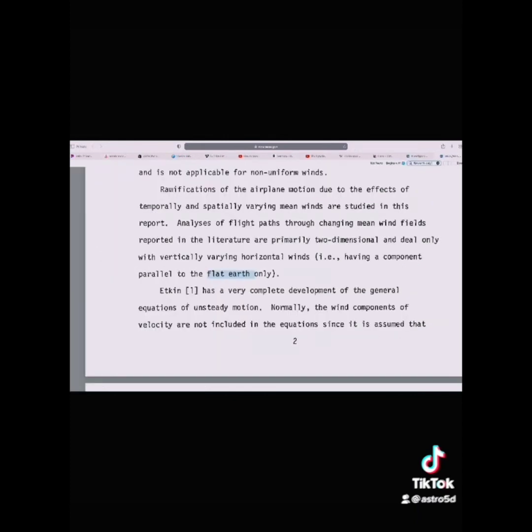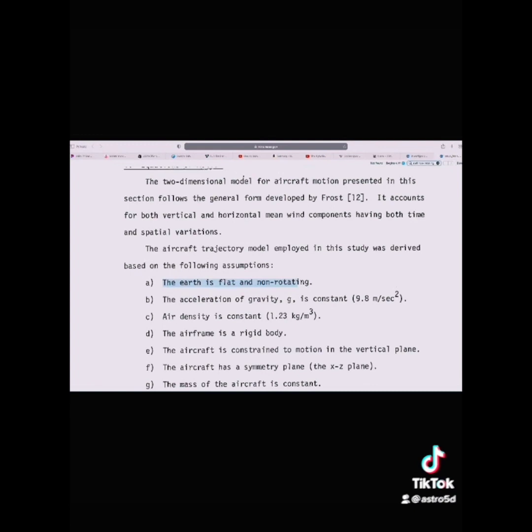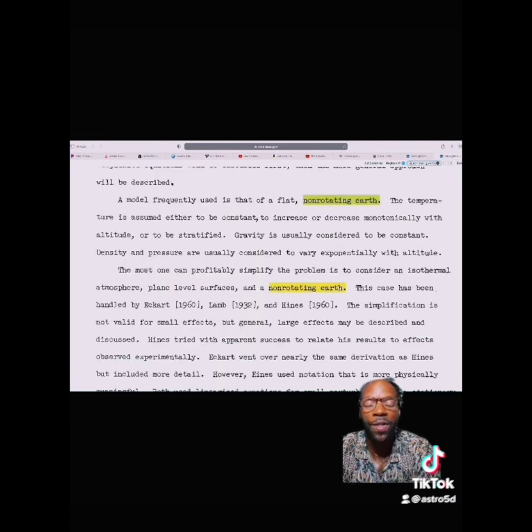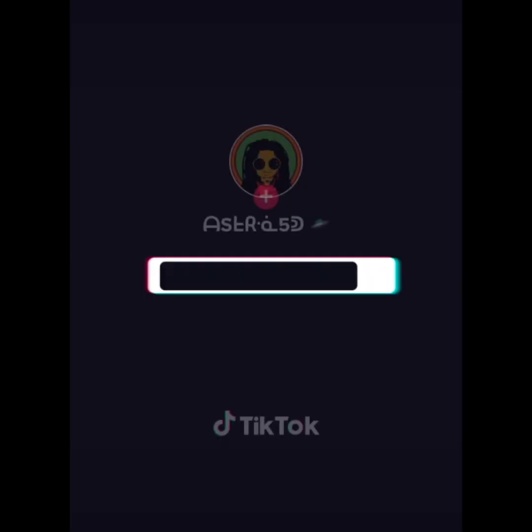I didn't highlight it here, but you can see the equations over a flat, non-rotating Earth. Again, from NASA, you can see here a flat Earth. The Earth is flat and non-rotating from NASA. And most of these are hidden in hundreds of pages of documents, so you really have to dig deep. But I got time. As you can see here, a flat, non-rotating Earth, and again, a non-rotating Earth.